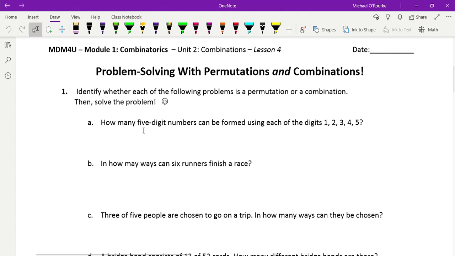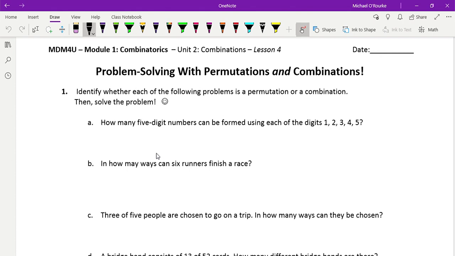So for the first question here, we're first going to identify it as a permutation or combination. So in chat, every question we do, I'd love to see a P or a C in chat there, okay? How many 5-digit numbers can be formed using the digits 1, 2, 3, 4, 5? How many 5-digit numbers can we make? Permutation or combination?